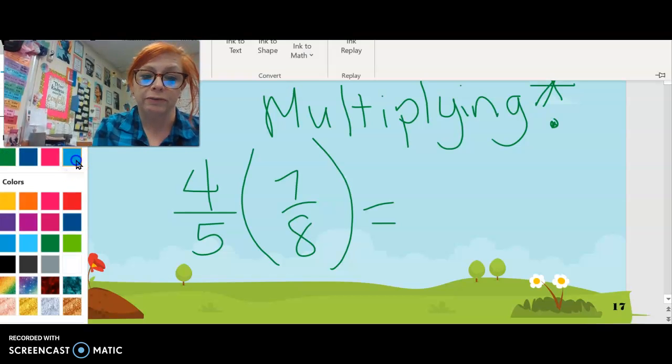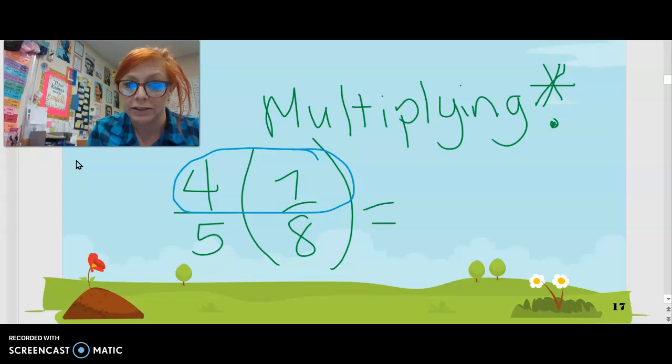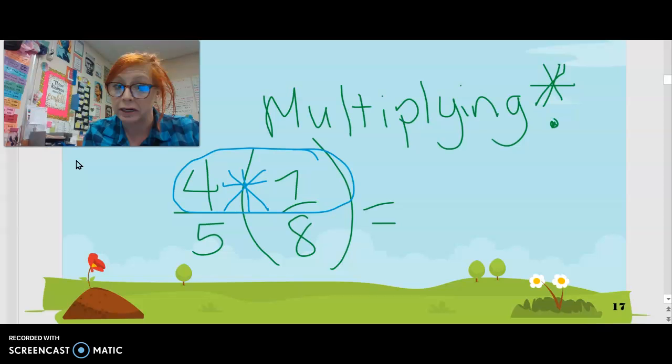I've mentioned this before, but just to make sure you know, when you're multiplying, you just first multiply the top, the numerators, straight across.